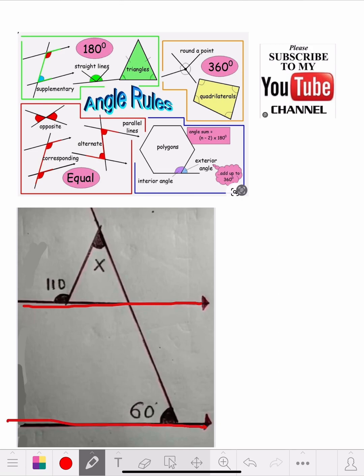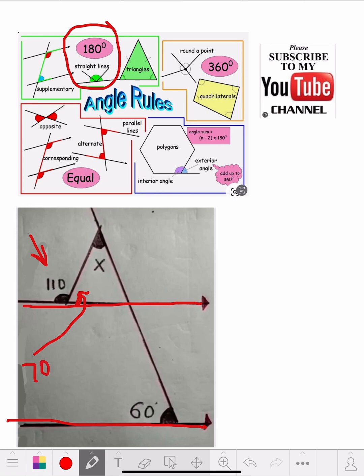Let's look above it at the angle rules. We'll do a couple of the first easy ones. We know the straight line rule, right up the top here: a straight line is 180. So if this one is 110, then this one is going to be 180 minus 110, or 70.